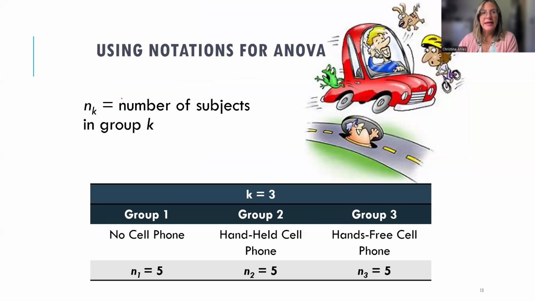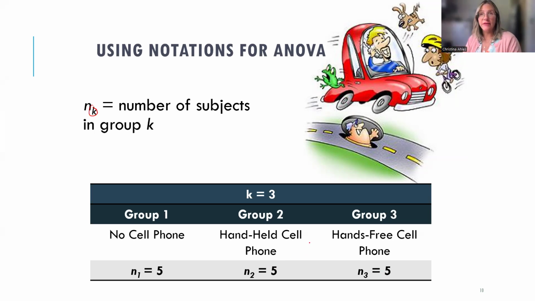Now we have that n of K, and the K usually gets replaced with a designation of which group that sample size is for: the number of participants in that sample. If 5 people participated in the no cell phone group, and we're calling that group 1, it's n subscript 1 equals 5. Same with the handheld cell phone group, n subscript 2 equals 5, and n subscript 3 equals 5. So you can see they're equal sample sizes.